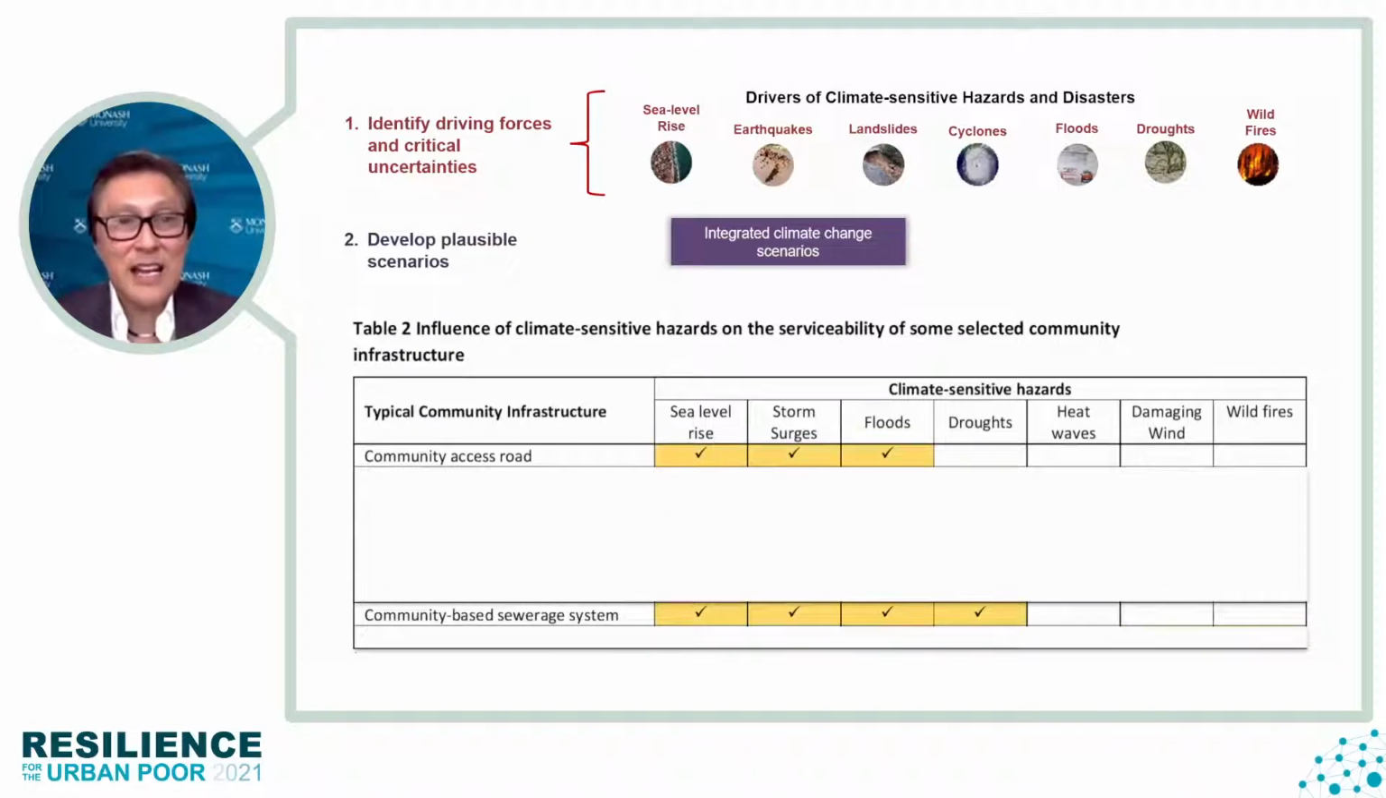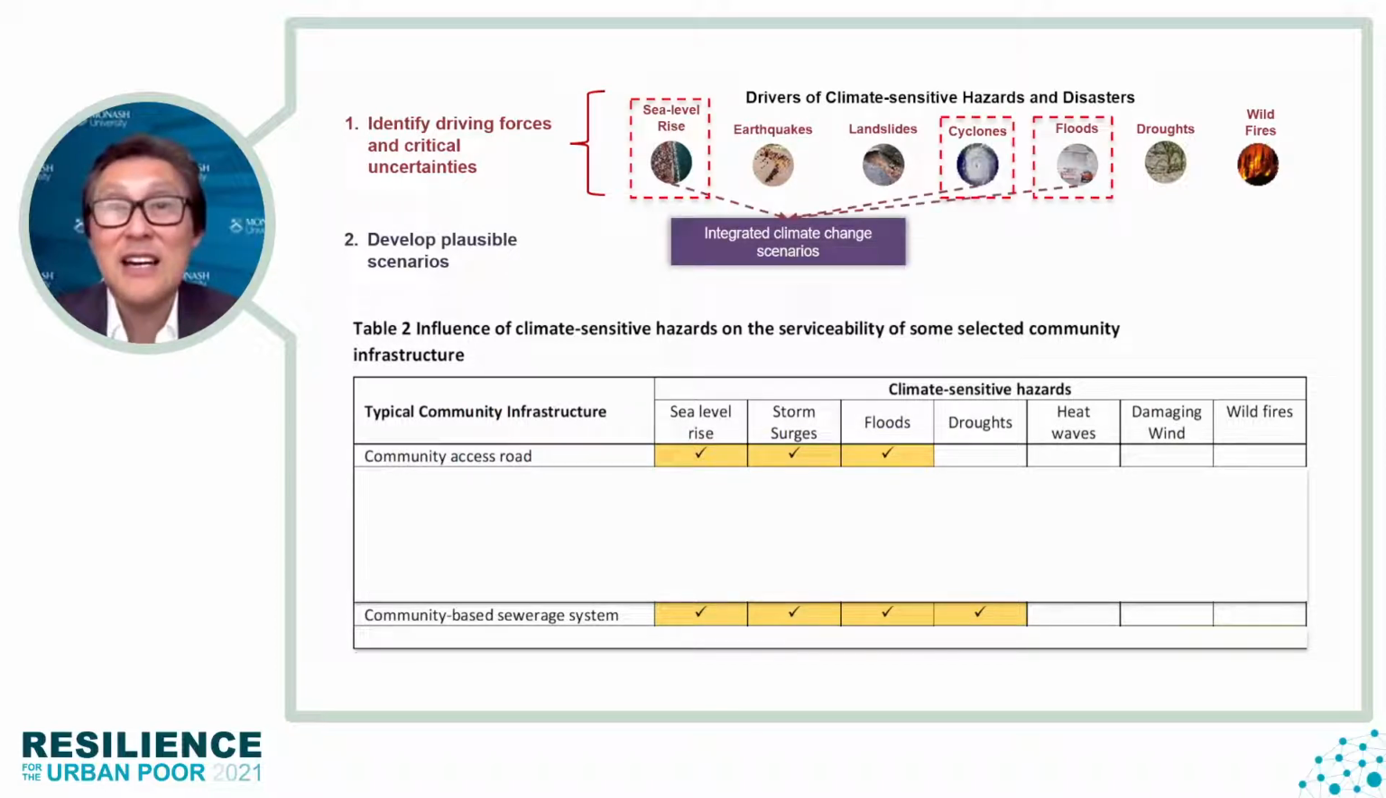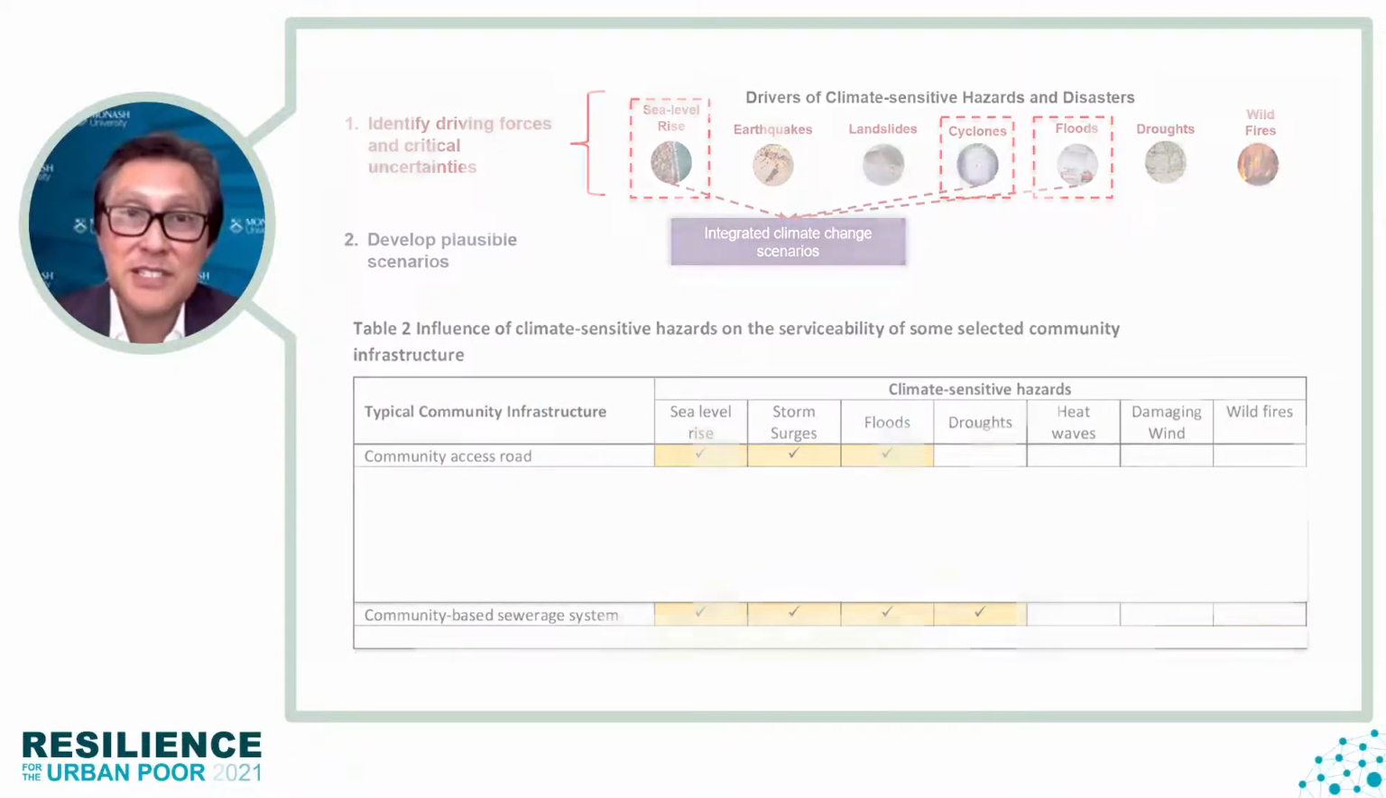As you can see in my diagram, you've got community access road, community-based sewage system. You can see that the issues of sea level rise, storm surges associated with cyclones, and floods are in fact significant climate sensitive hazards. So we thought we'd look into that. And so these are the three types of different scenarios that we need to look at. And through that, we are able to then collect and build up a range, a number of plausible scenarios.